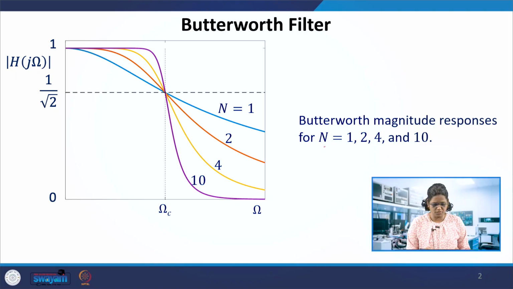Today we look at some examples along with the Butterworth and Chebyshev filters and their characteristics. The Butterworth filter has the characteristic shown here, the magnitude response for order n equal to 1, 2, 3, 4 and 10. The cutoff frequency is marked here, and it is plotted with respect to omega.